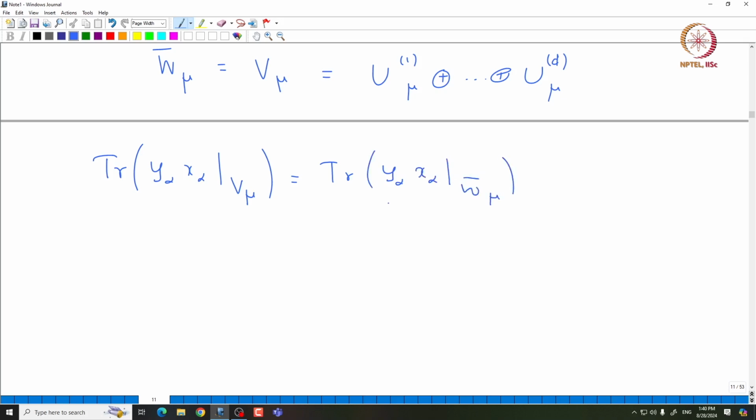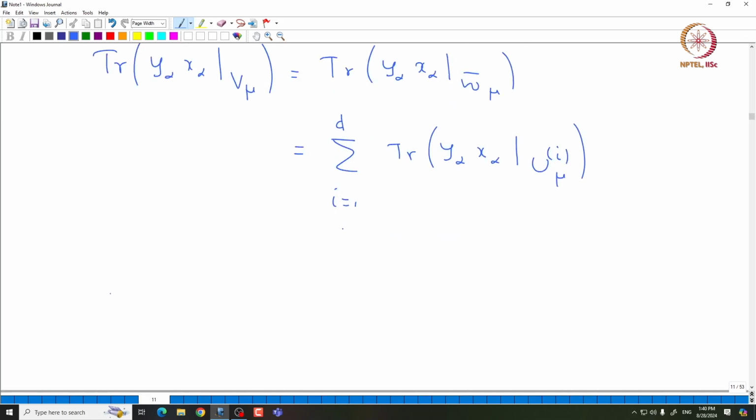So, which is exactly equal to the sum of the individual traces, the trace of Y alpha X alpha acting on this U I mu, for I ranging from 1 to d. So, now for this purpose we assume that we are calculating the trace on this U I mu. So, let us start with some element there and then try to compute the trace of this.